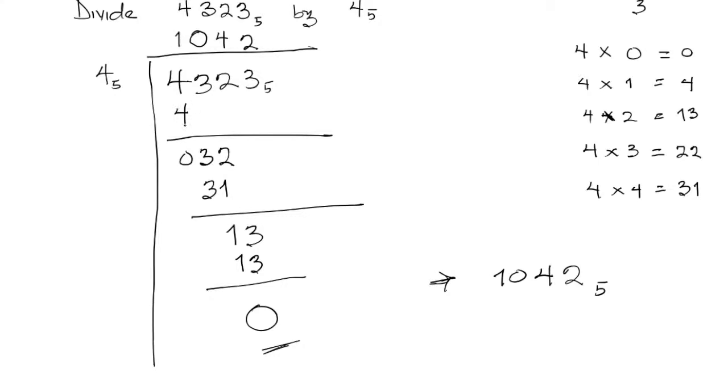We know that that's 4. 4 minus 4 is 0. We bring down the next number, which is 3. 3 divided by 4 is 0. So we write our 0 here. We bring down the next number, which is 32.